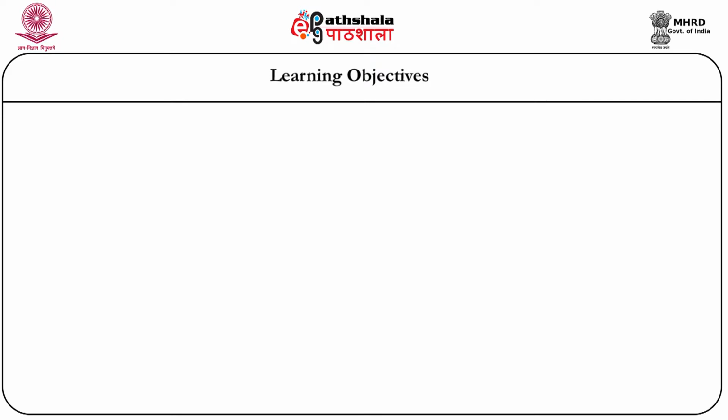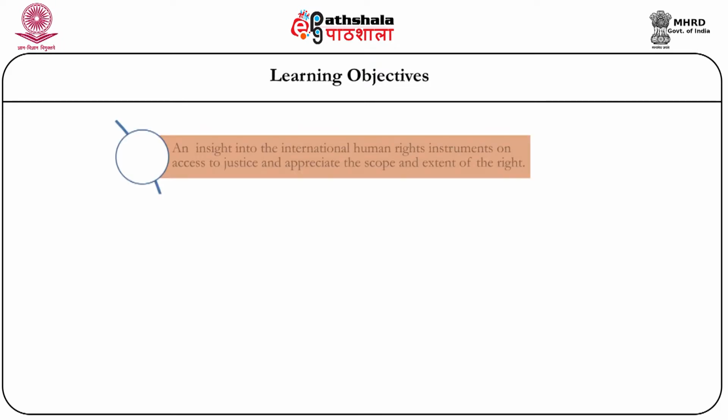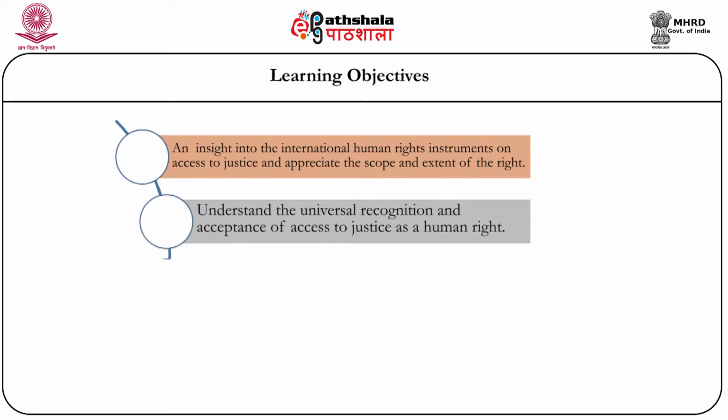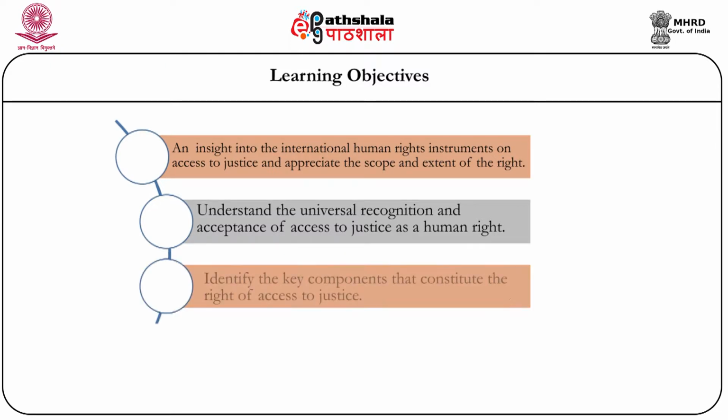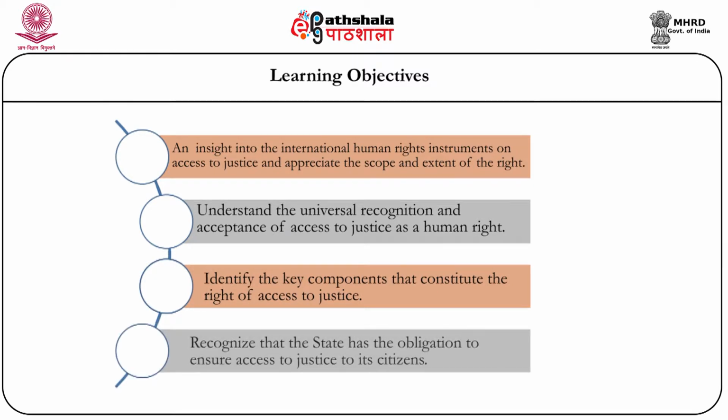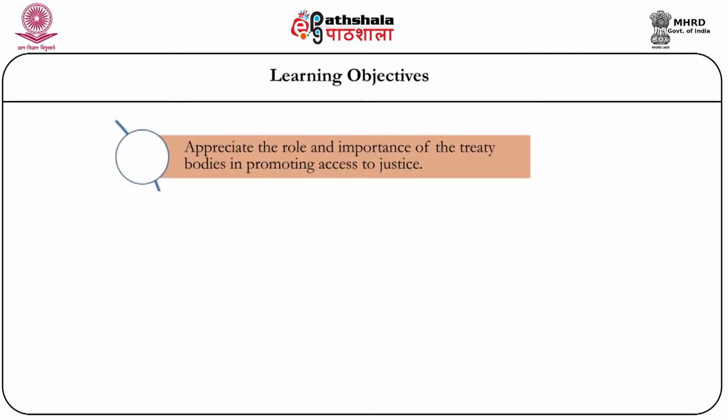By going through this module, the reader will be able to gain insight into the international human rights instruments on access to justice and appreciate the scope and extent of these rights. Understand the universal recognition and acceptance of access to justice as human rights. Identify the key components that constitute the rights of access to justice. Recognize that the state has obligation to ensure access to justice to its citizens. Appreciate the role and importance of the treaty bodies in promoting access to justice.